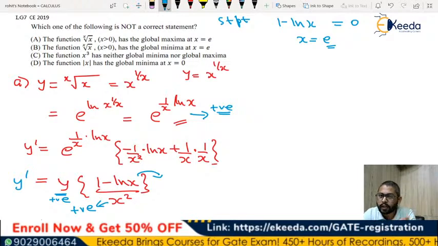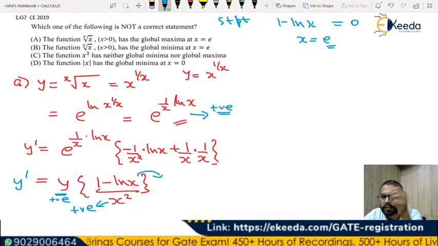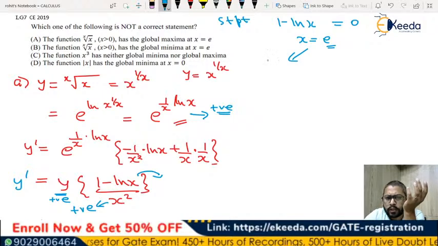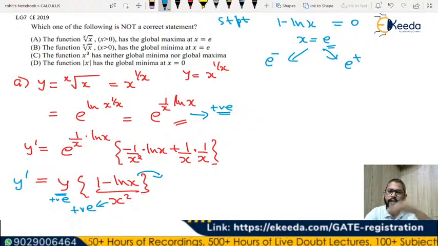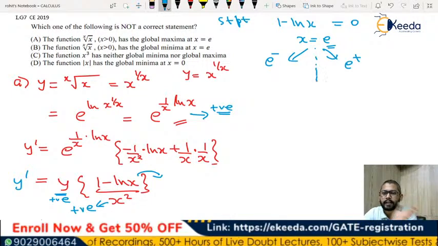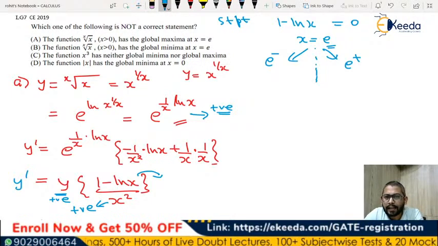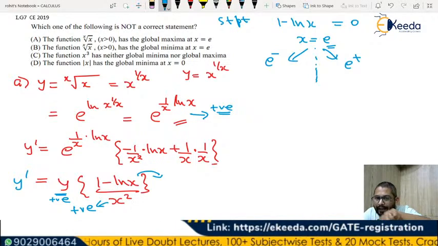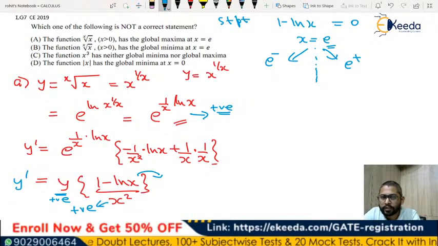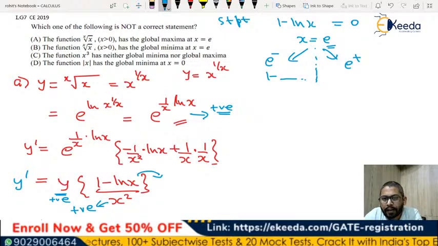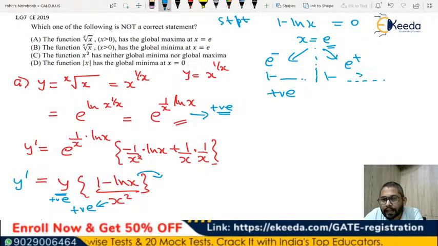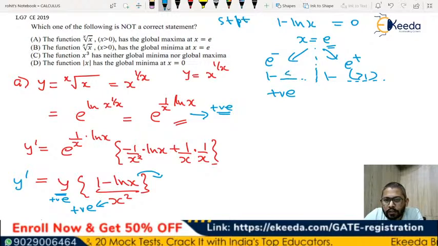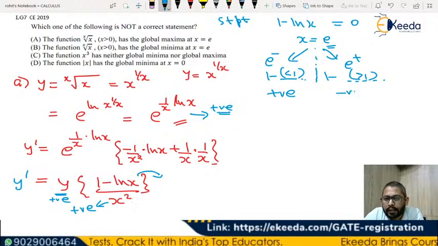And now we also know that ln x is an increasing function. Let's talk about the point just below e and the point just above e, right? So 1 minus ln x for x less than e is going to be positive, since ln x is less than 1 and 1 minus something less than 1 is a positive value. And for x greater than e, ln x is greater than 1, so it is going to be a negative value.